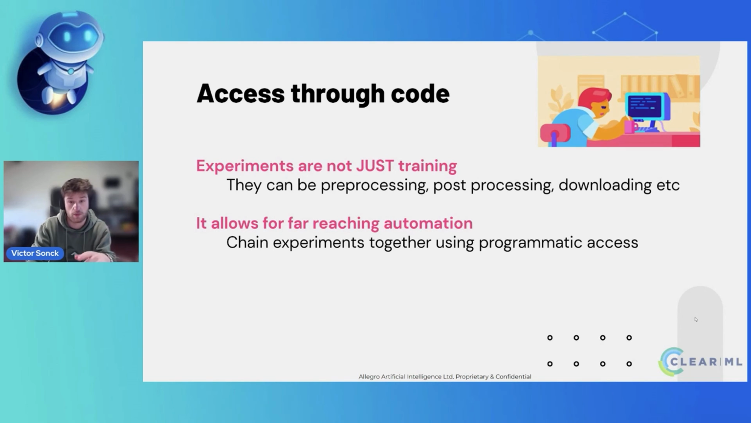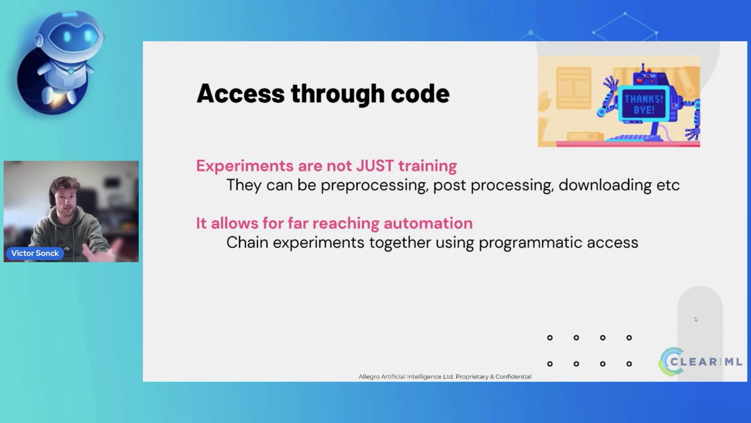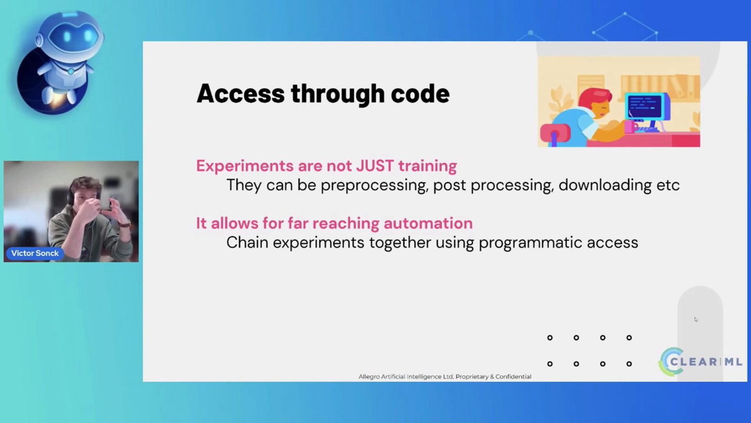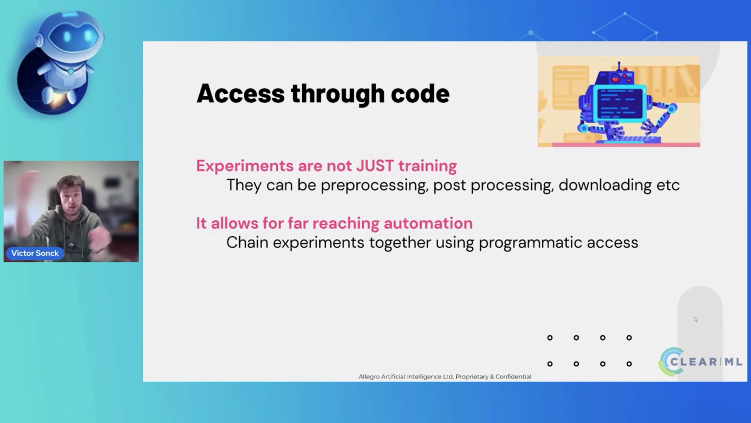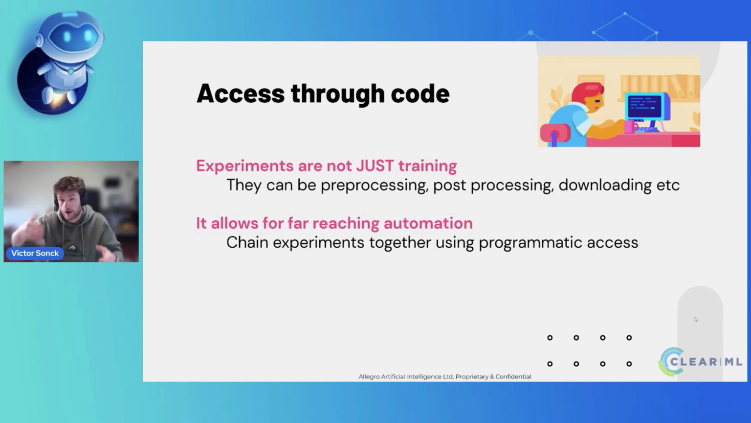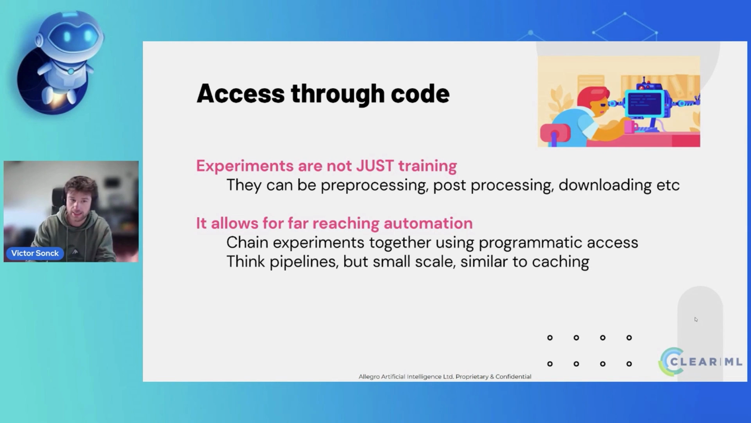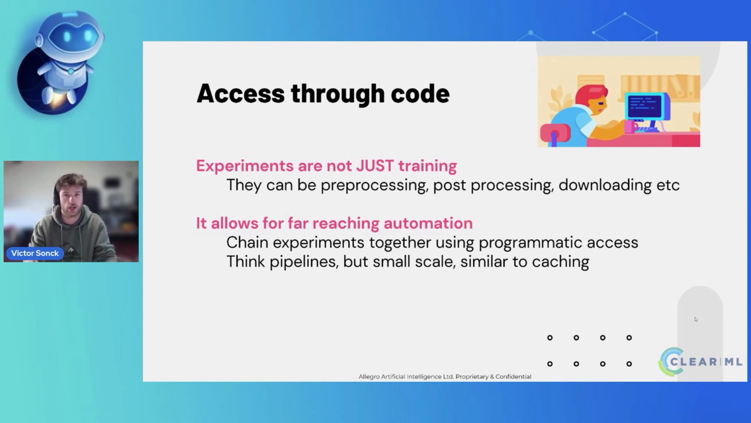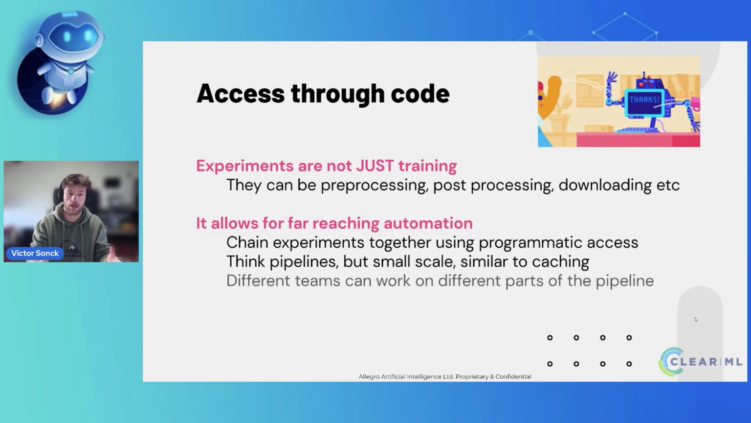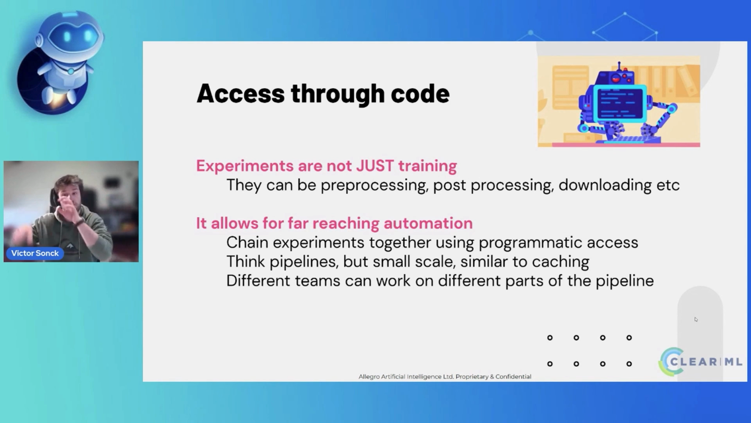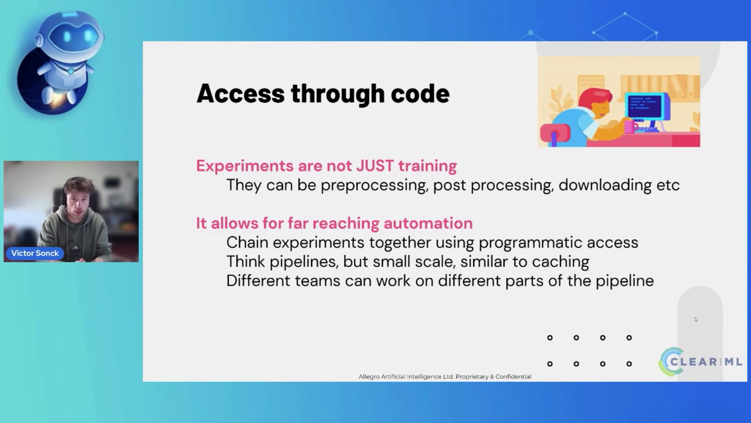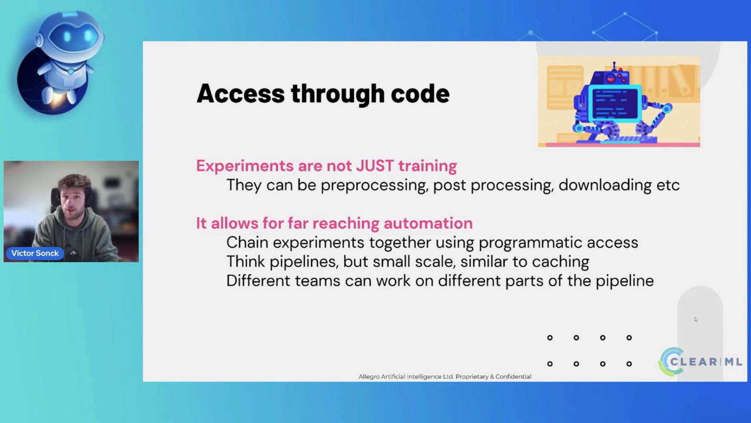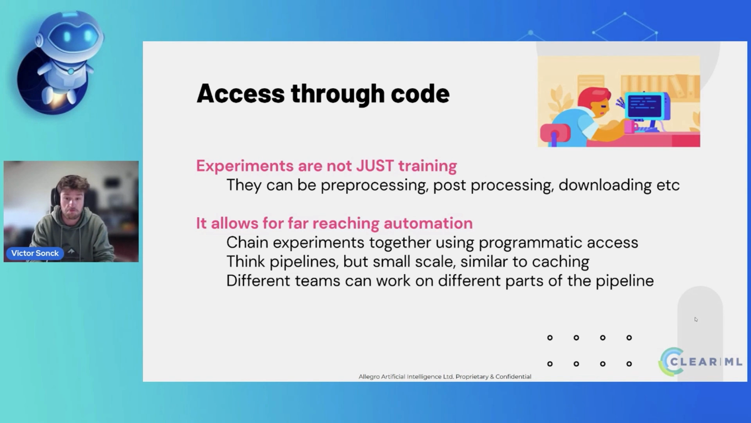So you can chain experiments together using the programmatic access that I was just talking about. You can get the pre-processed features from your pre-processing experiment and use them in your training experiment, right? And now you're building pipelines. But think small scale for now, right? It's similar to caching in a way. And that also allows for different teams to work on specific parts of your pipeline. Now, ClearML also supports actual pipelines, but they're basically based on this system. So if you start doing this well, you can get a lot done.